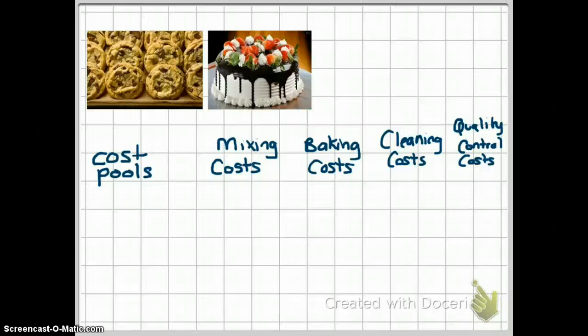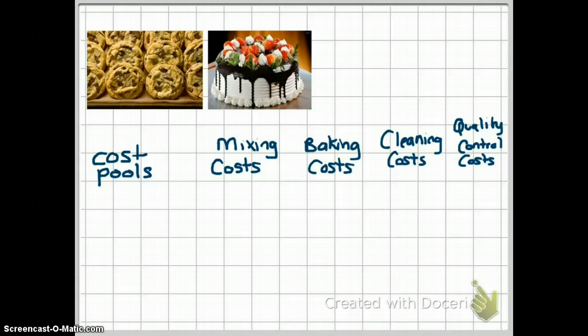Let's continue to look at this example with activity-based costing. We've got our cookie company that's also going to manufacture cakes. This company has identified 4 different activities, which are mixing, baking, cleaning, and quality control, and they've come up with costs. These are called cost pools, so they will accumulate their costs into these cost pools.